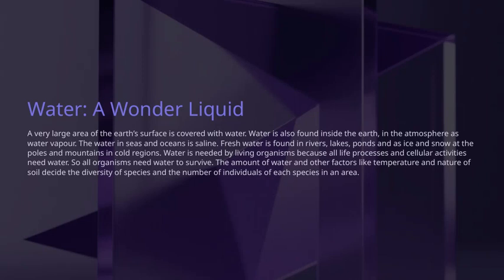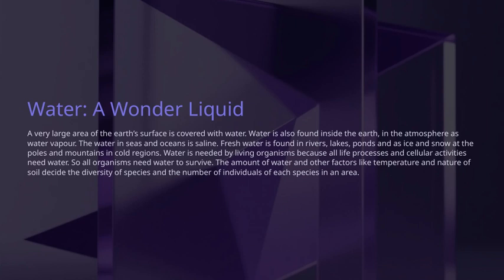You see, a vast part of the Earth's surface is covered with water, making it essential for life as we know it. Water isn't just on the surface, it's also inside the Earth and in the atmosphere, mainly as water vapor. Now, the water in seas and oceans is salty, saline, while fresh water, which is what most living creatures rely on, is found in rivers, lakes, ponds, and even as ice and snow at the poles and in cold mountain regions. Why is water so important?